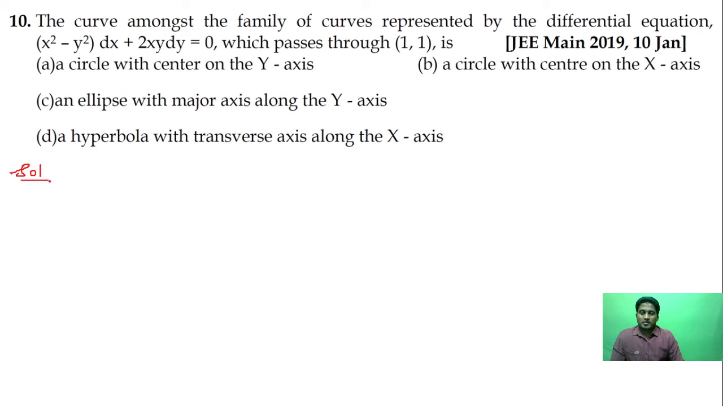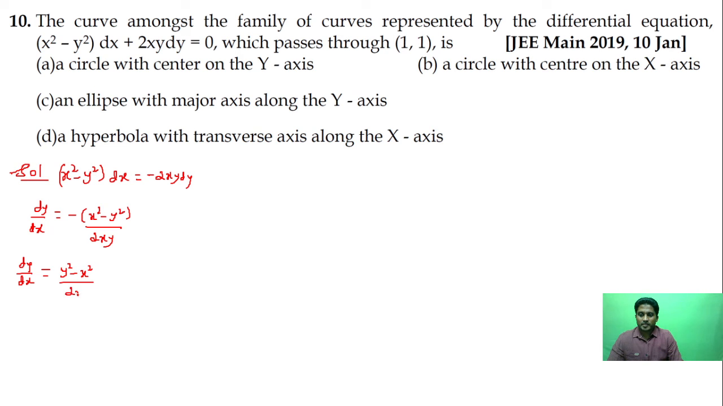The slope of the tangent to the curve amongst the family of curve represented by the differential equation. So I can write this as x square minus y square into dx is equal to minus 2xy. I can also write dy by dx is equal to minus of x square minus y square divided by 2xy. So this is dy by dx is equal to y square minus x square divided by 2xy. It's a homogeneous differential equation. I'm going to put y equal to vx. You can also do the method of grouping as well.